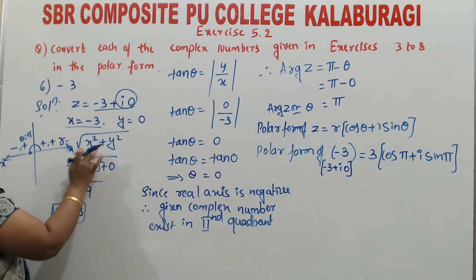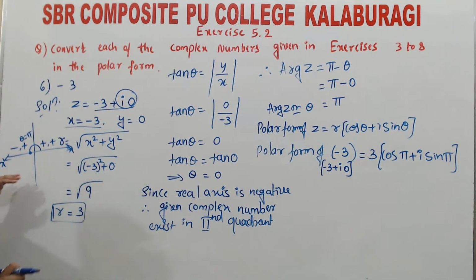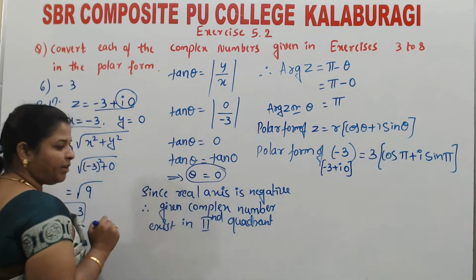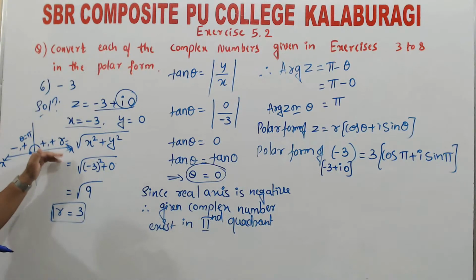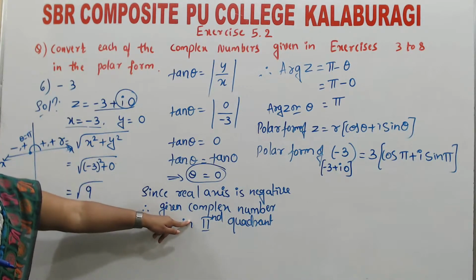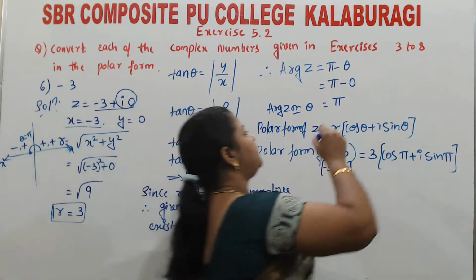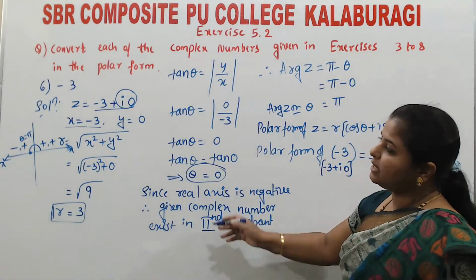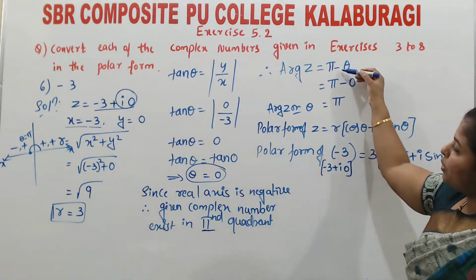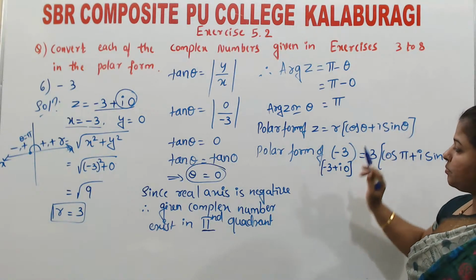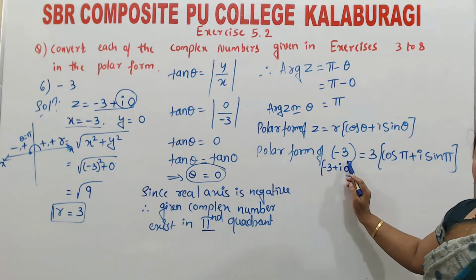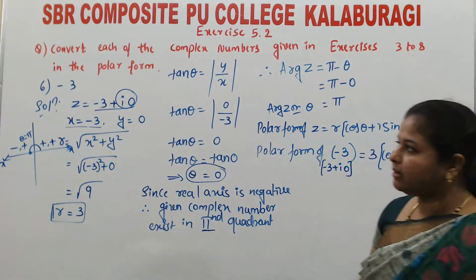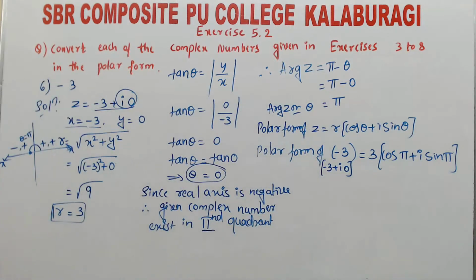That's why first we find r. After writing r, here we find the theta value. After finding theta, the real axis is negative. That's why, if the real axis is negative, the given complex number exists in the second quadrant. Therefore argument of z is pi. Polar form of minus 3 is 3 into cos pi plus i sin pi. Is it clear? Okay. Next.